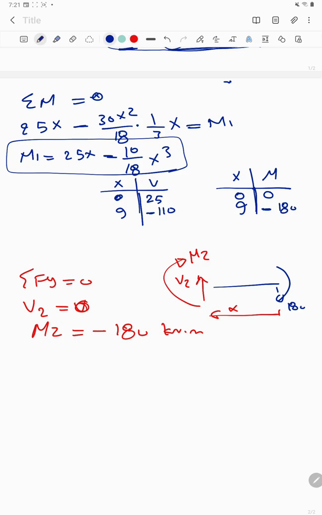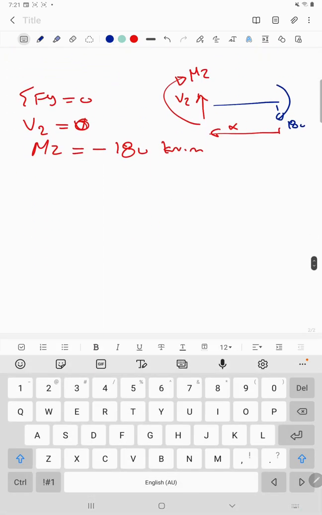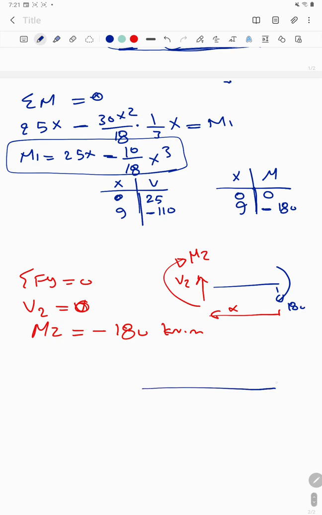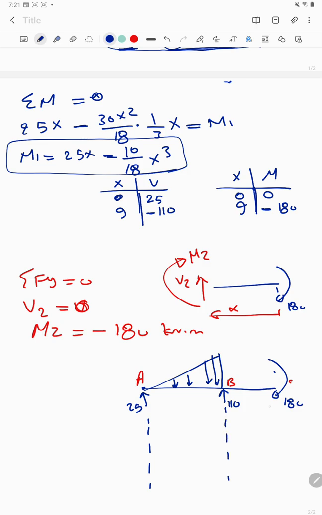So let's draw the shear and bending moment diagram. Here we have the values 25, 110, and the moment 180. As we said, these are points P, A, B, C. To draw the shear diagram, first we have 25 up, because V equals 25 at 0. V equals negative 110, so it's going to be here. How much? Negative 110, and this one is going to be like this. Why a curve? Because this one is a triangle.